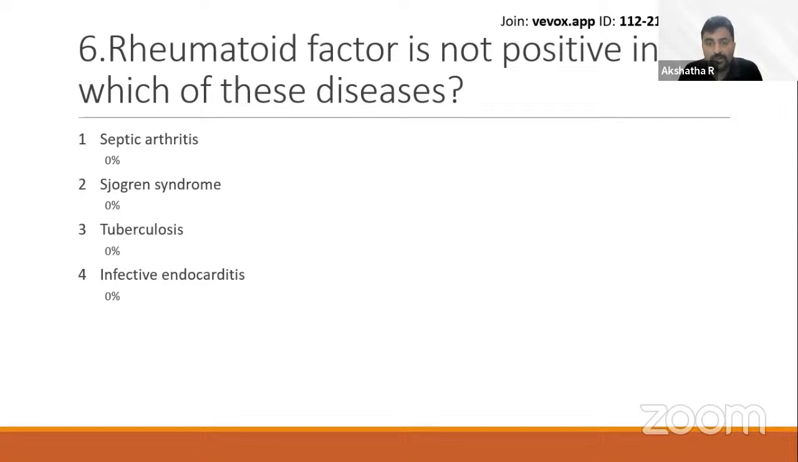Rheumatoid factor is not positive in which of these diseases? Septic arthritis, Sjogren's, tuberculosis, and infective endocarditis. Well, most of you have got it right. The answer is septic arthritis.